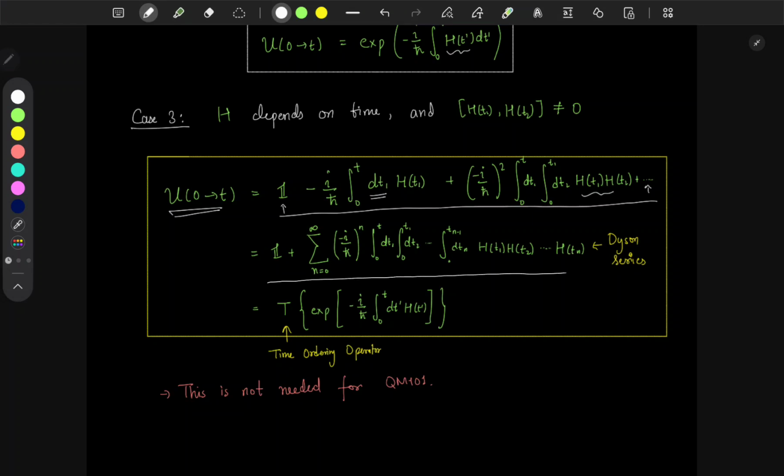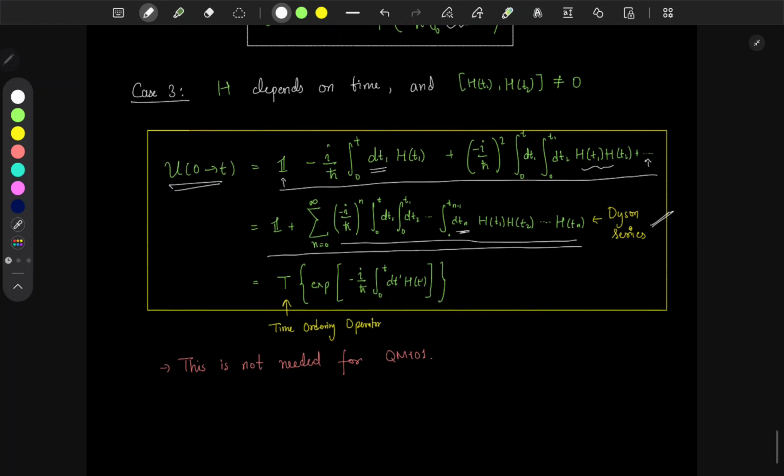the formula looks like this. This is how the nth term looks: minus i over h-bar to the power n, and then the integral. First you integrate tn from 0 to tn minus 1, then tn minus 1 from 0 to tn minus 2, and so on until you get to 0 to t. And this infinite series is what we call the Dyson series.